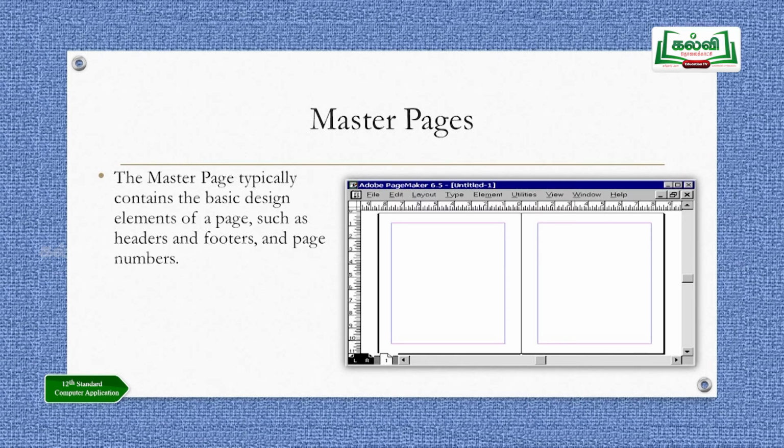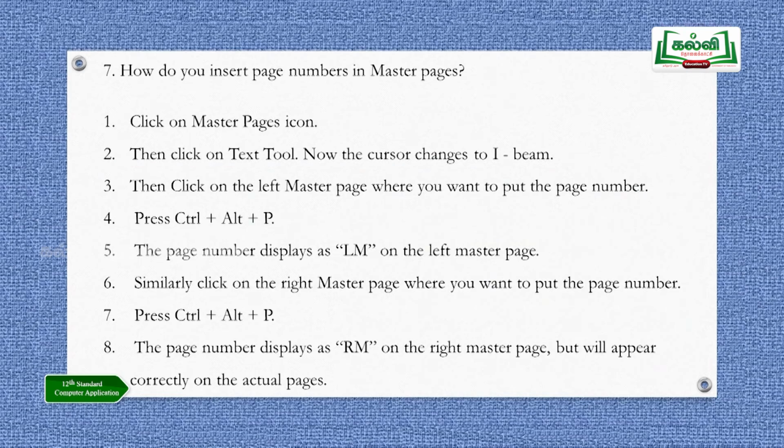Do the same. Repeat the same thing. Go to the right hand side. Click there. Again give Ctrl Alt P and decide where the page number should come in the right hand side master page. LM stands for left master page. RM stands for right master page.